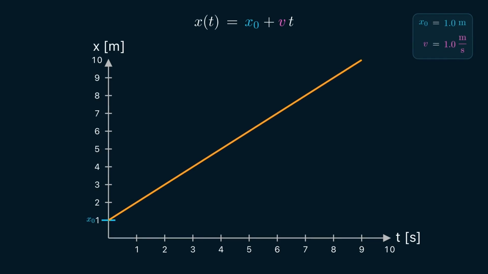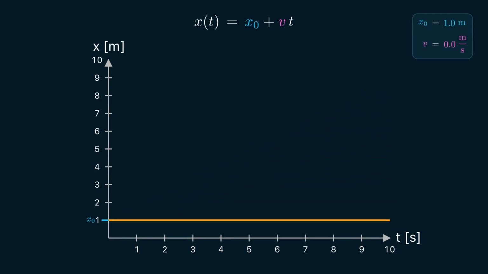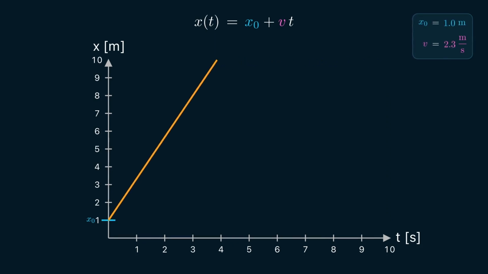What happens now if we reduce the velocity, for example to 0? In that case, the slope of the function changes. And if the slope is 0, the function is constant. So the position remains the starting position for all times. The object does not move at all. If, on the other hand, we increase the velocity, then we increase the slope, and further positions are reached in less time. Exactly as we would expect.